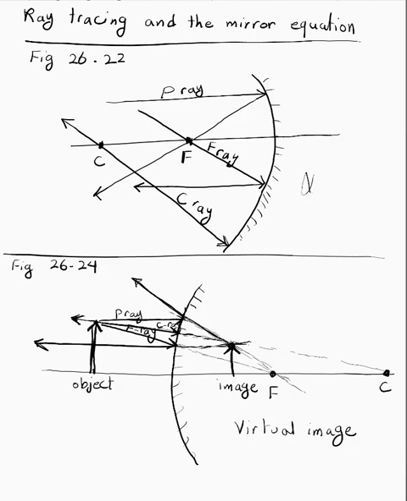We can see from this diagram that this virtual image is upright. So the properties are that it is upright, it is smaller than the object, and it is located between the mirror and the focal point.